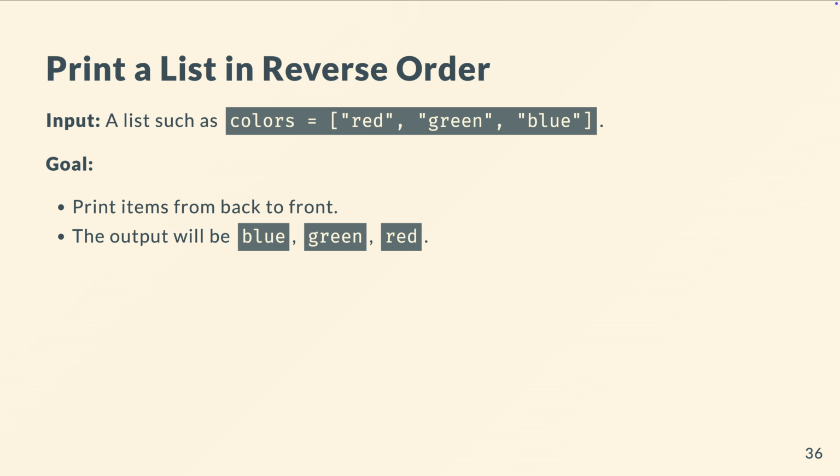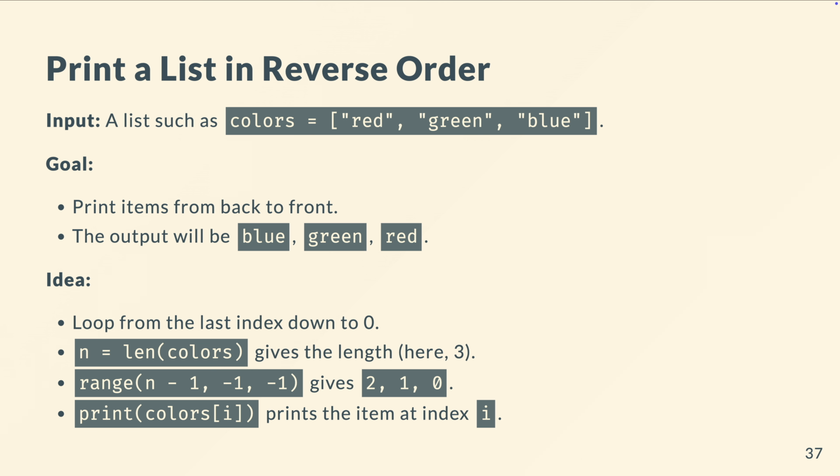You have learned how to filter even or odd numbers. Now let's study how to print a list in reverse order. In this example, we are given a list named colors. It contains strings red, green, blue. The goal is to print items from back to front. The expected output is blue, then green, then red.